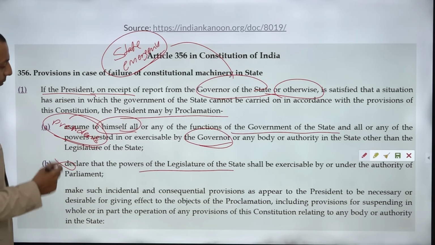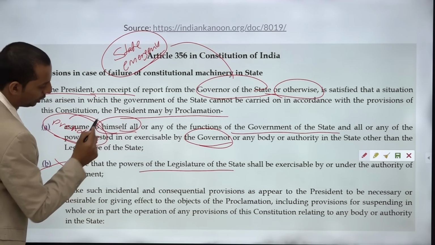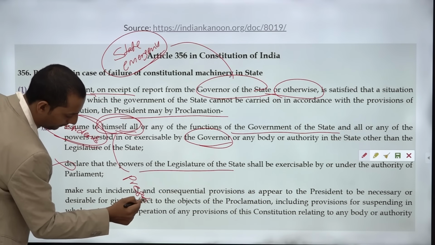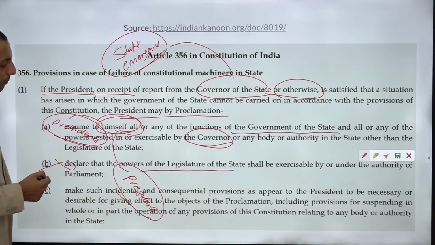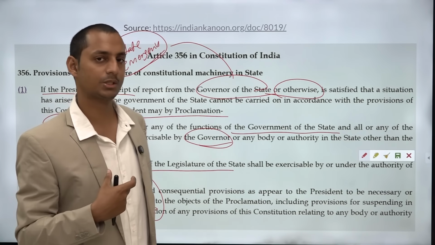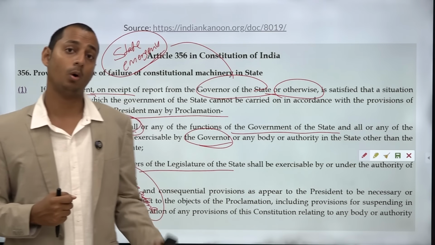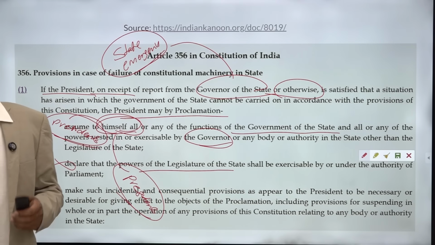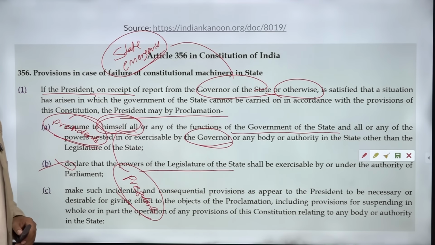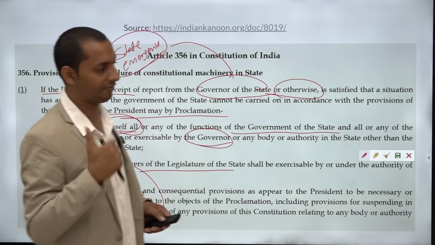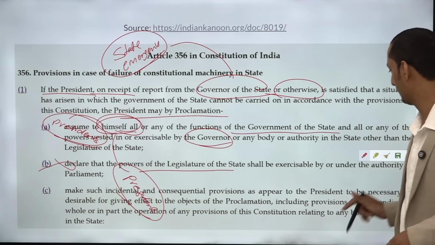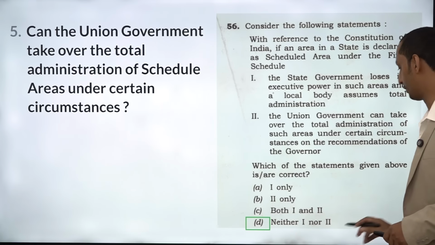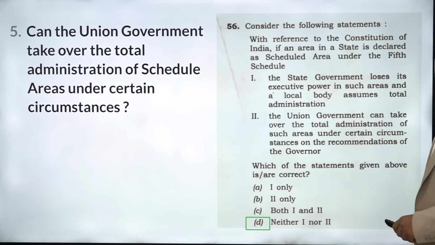So what does the Constitution's article say here? It says assume to himself. And who is himself? Himself refers to the president, right? So is it the union government that takes over the administration of the scheduled area, or is it the president that takes over the administration under Article 356? Let me tell you, this is not the union government. It is actually the president who himself takes over the administration. Therefore, the second statement given by UPSC is also incorrect. Therefore, the correct answer should be D. Neither 1 nor 2 should be the answer here.